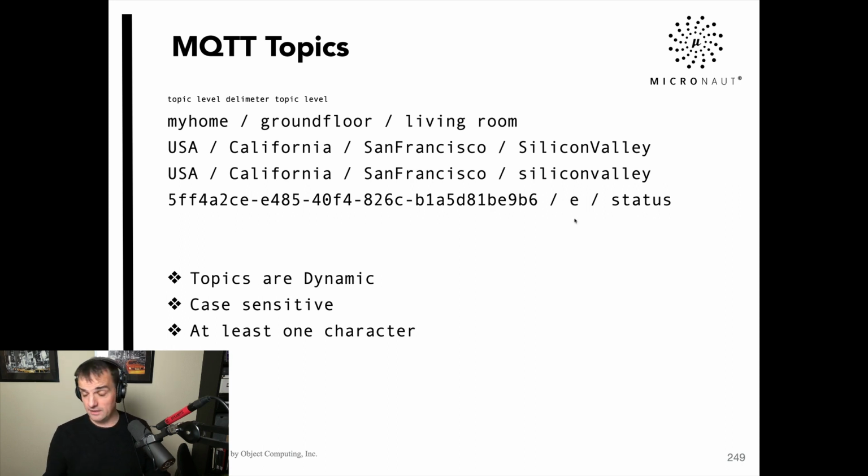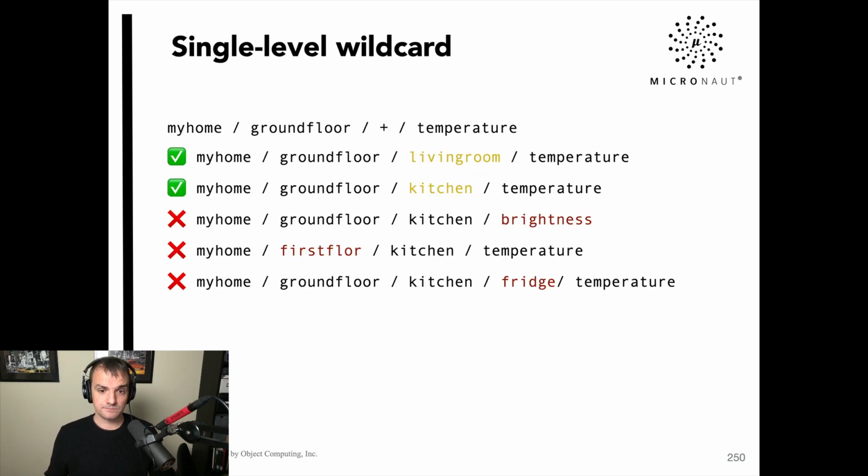And they are dynamic, so you don't have to know the topic in advance. You can create them dynamically. You can publish to a topic dynamically. So that's really flexible. You could use a wildcard for topics as well.